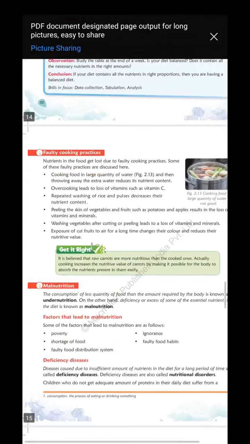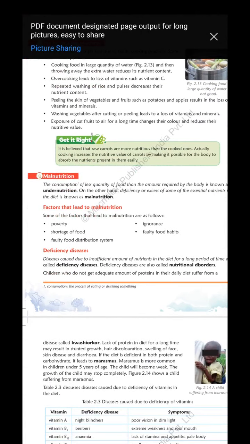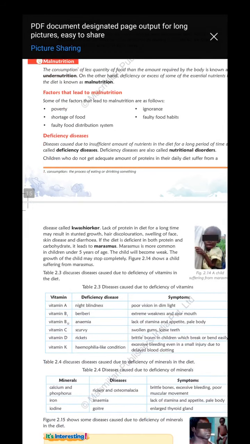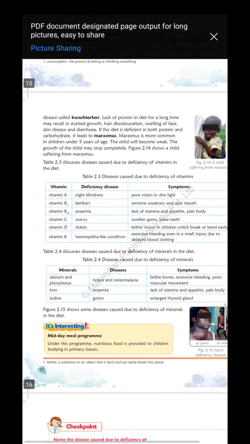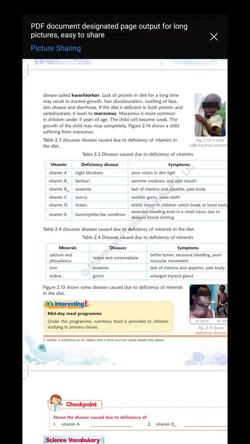And malnutrition will also come, nana, due to overeating also we'll get problems. And Kwashiorkor, these are the deficiency diseases, nana. See, deficiency diseases are malnutrition. Due to less nutrition we will get malnutrition. So due to that we are getting disorders, deficiency diseases. Kwashiorkor, lack of proteins will get Kwashiorkor disease. And Marasmus is more common in children. This is also due to the lack of both protein and carbohydrate. Marasmus, okay na? So these are all the deficiency diseases.